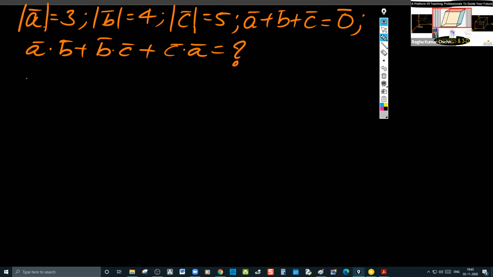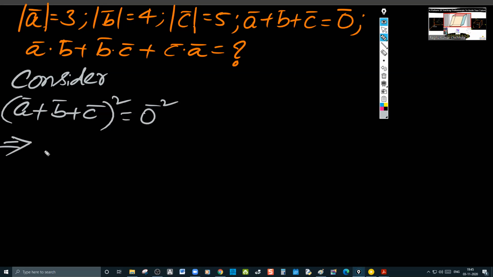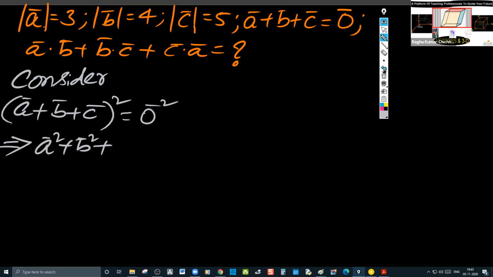Consider. Come on, tell me. A plus B plus C whole square is equal to 0 bar square. Come on, tell me. All right, if you say I'll write the data. Anyway, I am writing even the formula also. A bar square. Sir, we are experiencing lag, sir. There is a lag in. It's lagging, huh? Yes, sir.